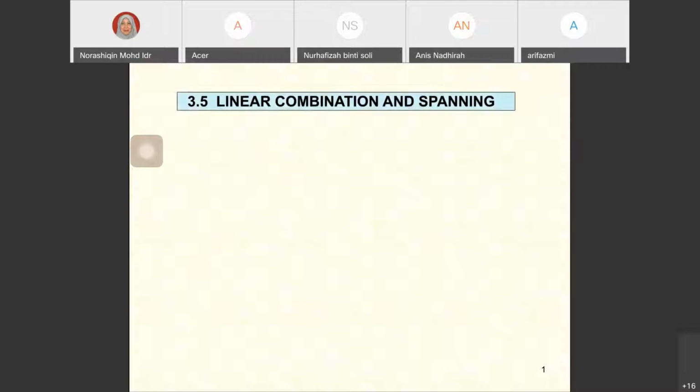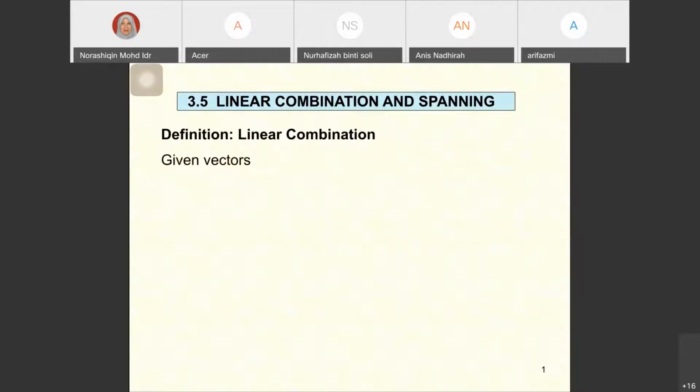This is about linear combination and spanning. I think some of you have seen linear combination in matrices, or if you have a diploma or Form 6. So let's see the definition of linear combination.